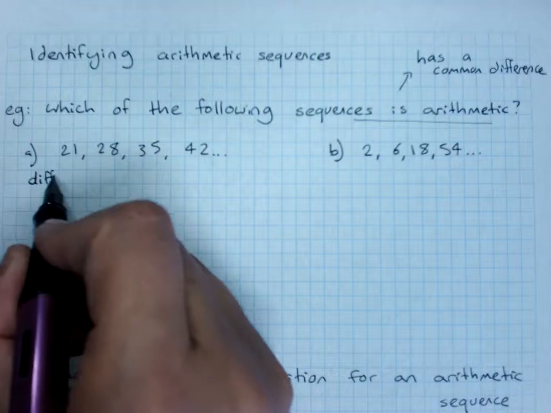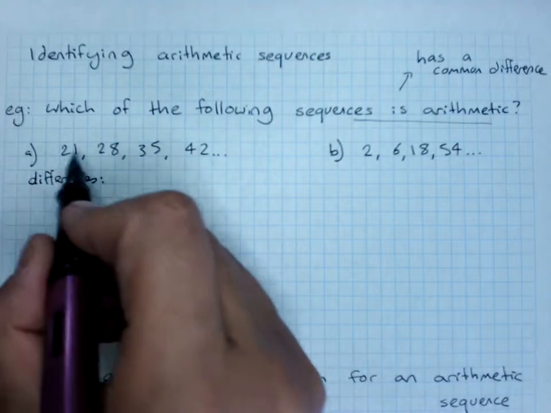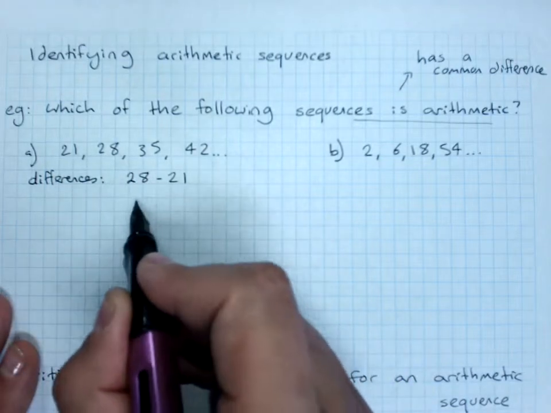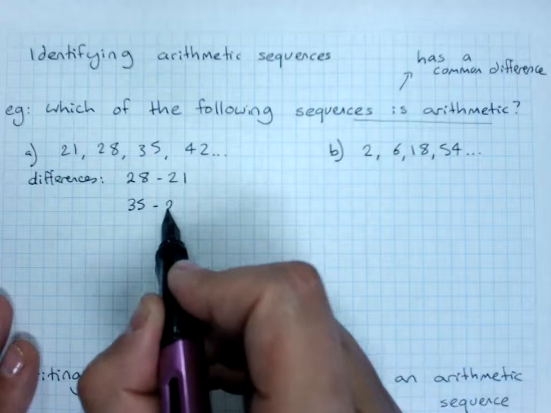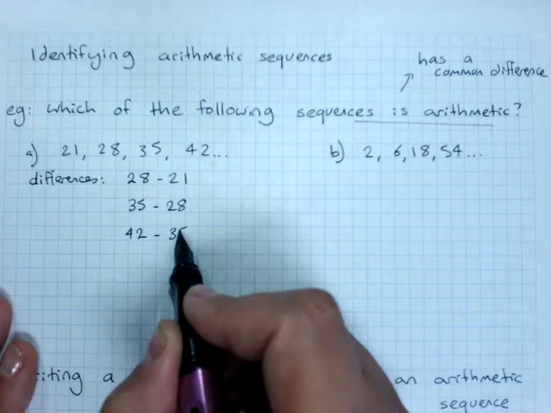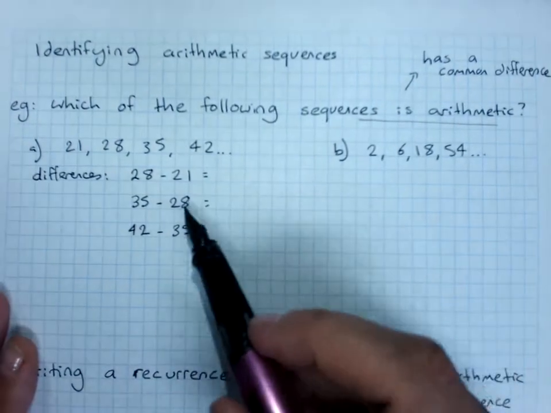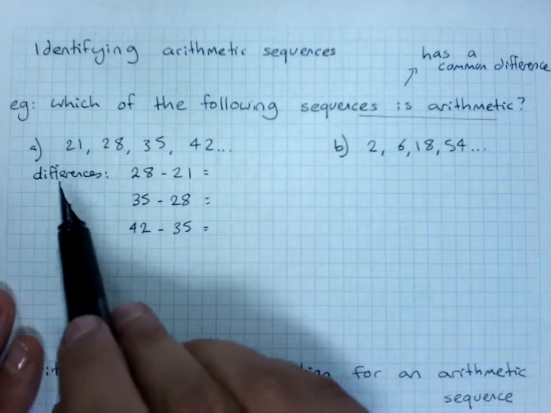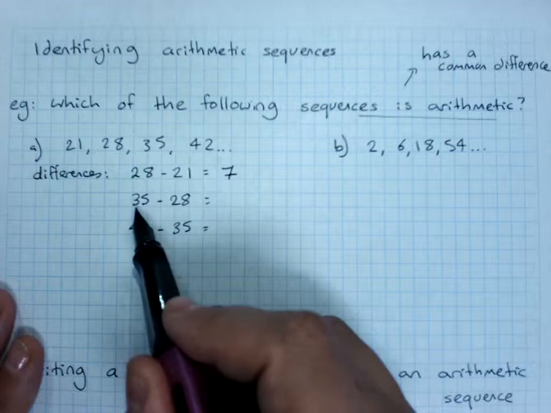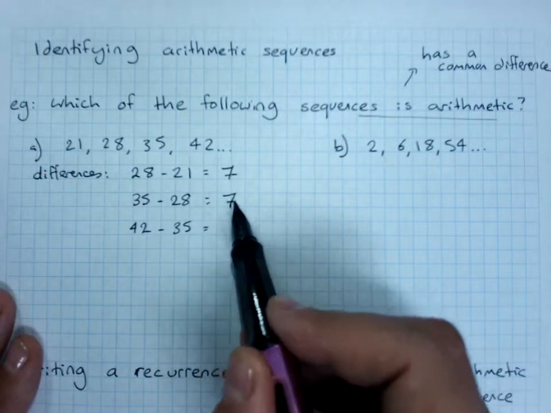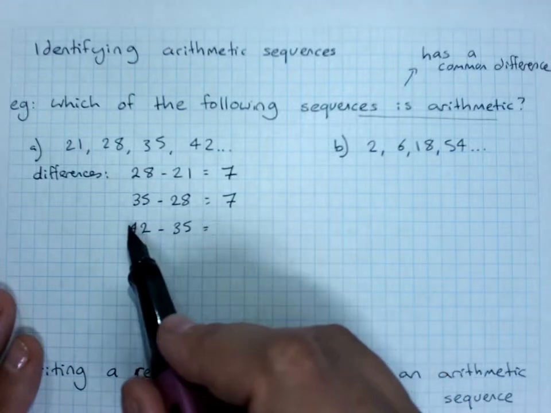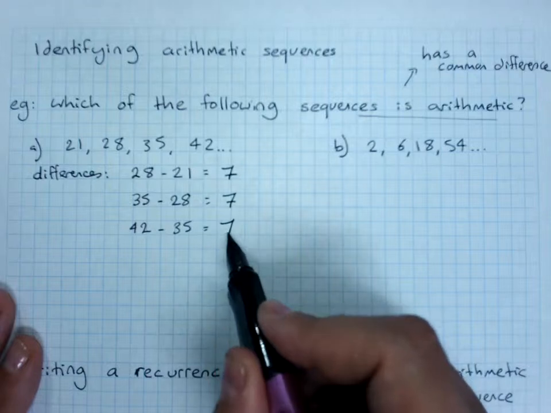So the differences here, 28 minus 21, the first pair, 35 minus 28, the second pair, and 42 minus 35, the last pair. So you have to show that these are common differences. So 28 minus 21, 7. 35 minus 28, 7. 42 minus 35. What did I do wrong? No, I did it right. Good. 42 minus 35, 7.